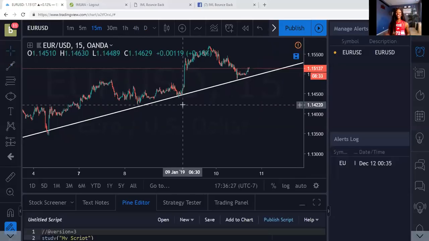All right, so guys, that's how you trade a trend line. That's what a trend line is. That's how you draw a trend line, what I went over.